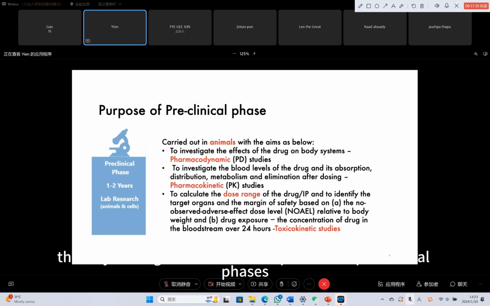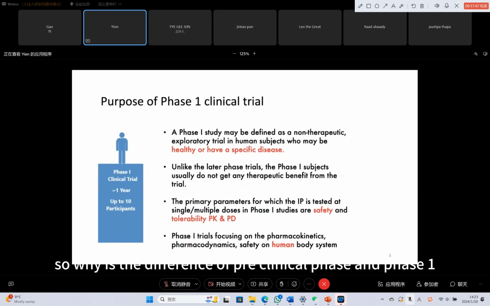The major thing that I want to emphasize about the preclinical phase is that it is done on cells or animals, but not humans. So the difference between the preclinical phase and phase 1 clinical trials is that phase 1 clinical trials are done on the human body system. And the main objective of phase 1 clinical trials is to determine the safety, tolerability, pharmacokinetics, and pharmacodynamics of this drug in humans. So they usually use healthy individuals or patients with specific disease, depending on what drug you are testing for the phase 1 clinical trial.